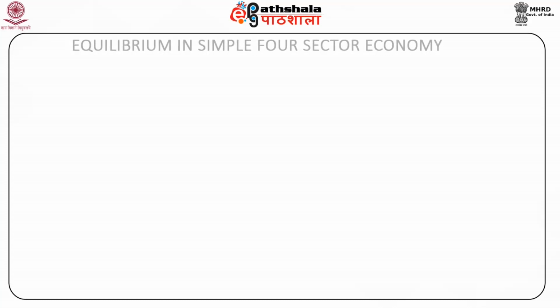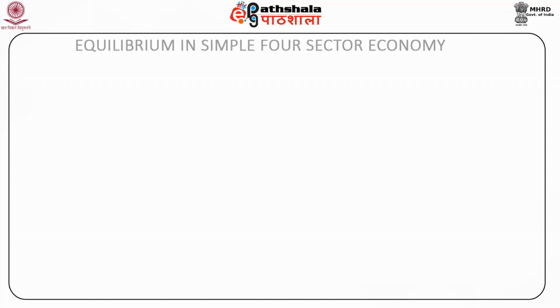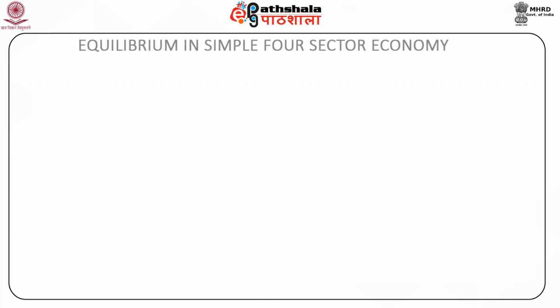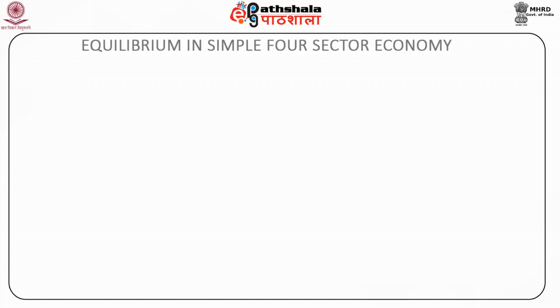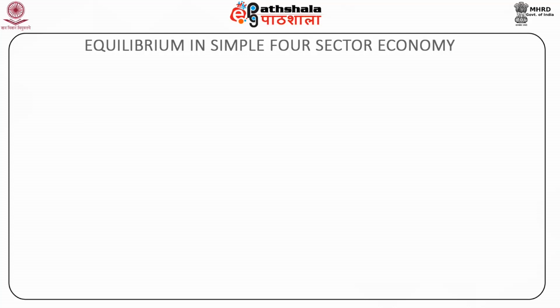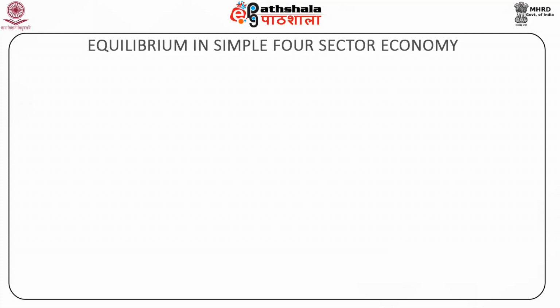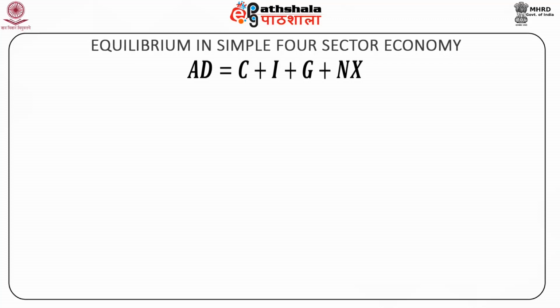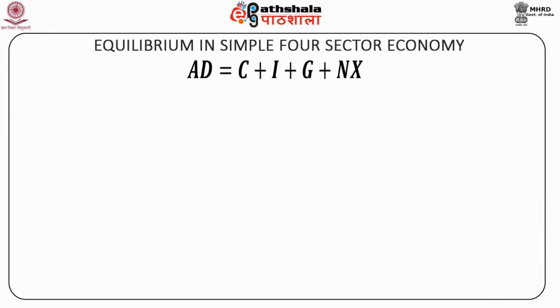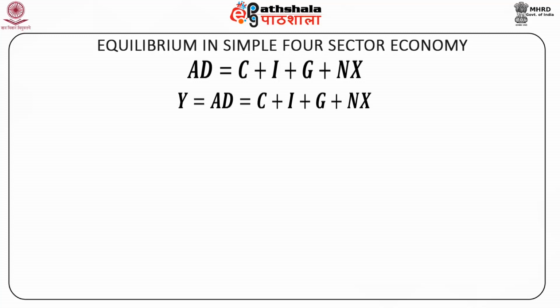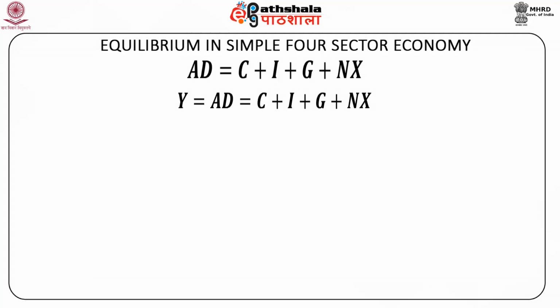Now, according to the four-sector model, aggregate demand is the sum of consumption expenditure, investment expenditure, government purchases, and net exports. That is, AD is equal to C plus I plus G plus NX. For equilibrium, supply should be equal to demand, expressed as Y is equal to AD. Therefore, substituting the four-sector model aggregate demand equation in this condition, we get Y is equal to AD is equal to C plus I plus G plus NX.